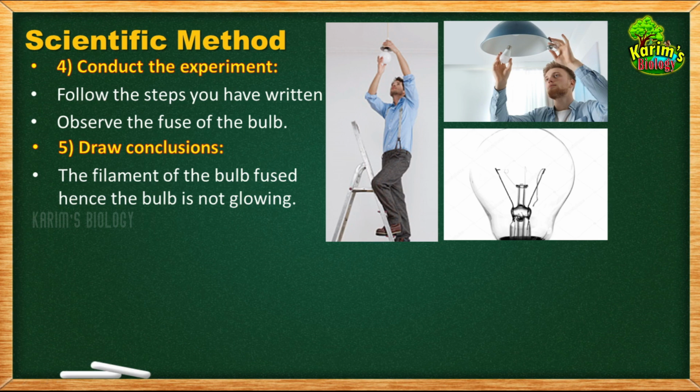So he identified the problem, he made some hypothesis, and then he tested the hypothesis by conducting an experiment. Then he finally drew the conclusion that the filament of the bulb is fused. That's the reason why the bulb is not glowing. Okay, and after identifying the problem and after drawing the conclusion, you have to investigate further.